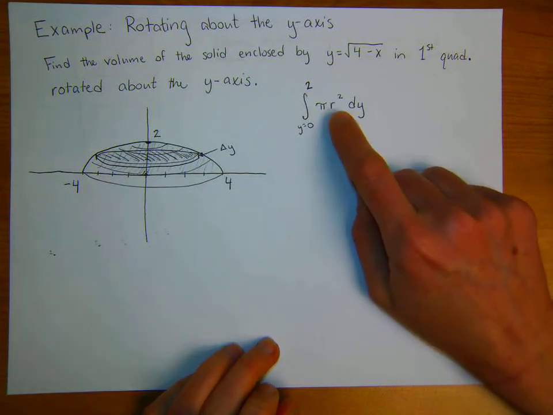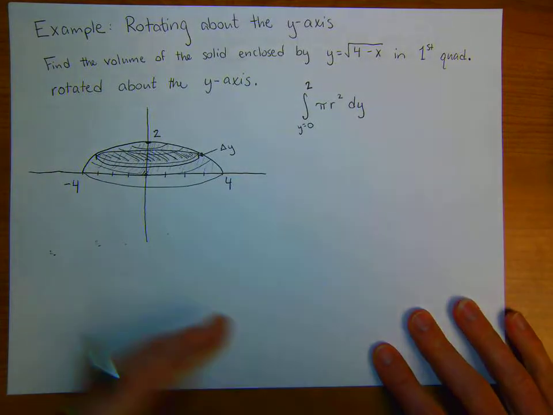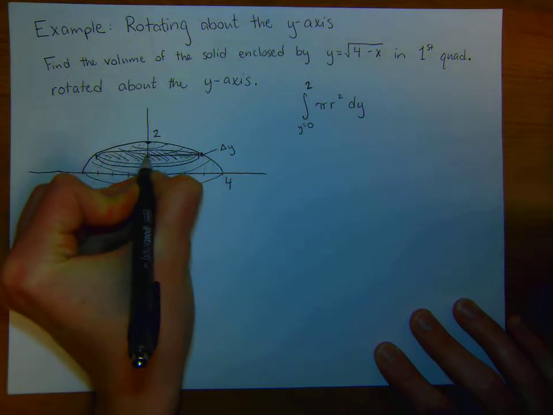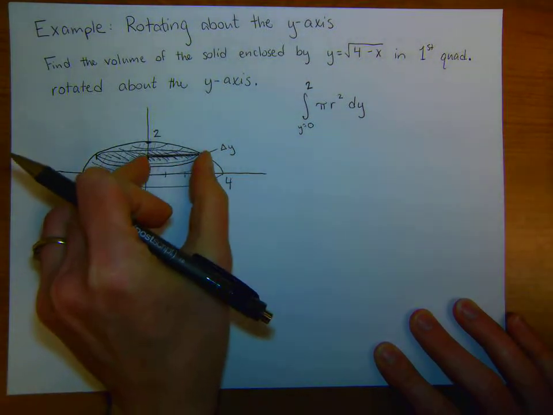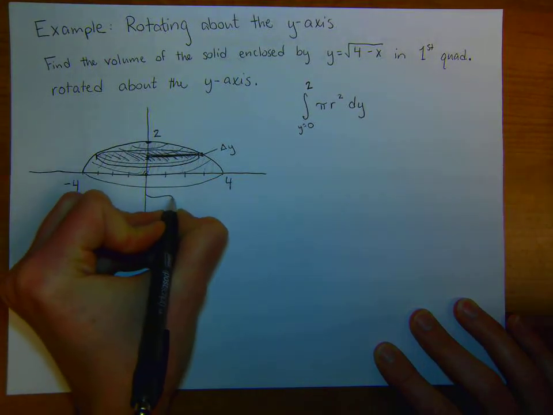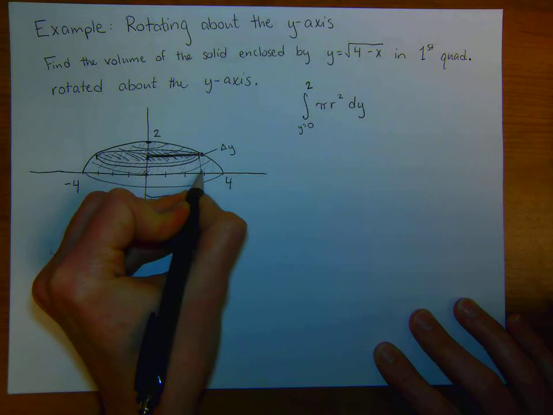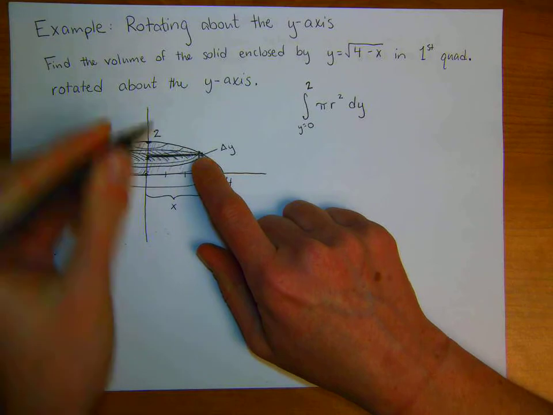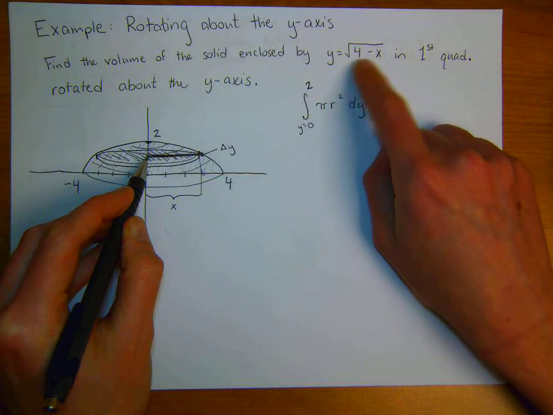I still haven't finished it because I have this r here and I need to convert r into a function of y. Let's look at what each of the radii of a given coin is going to be. In contrast to what we saw before, where the radius was given by the height of the function, now the radius is this width here. The radius of this coin is actually the x value. And so I need to relate this x value with whatever y value I'm putting in as an input.